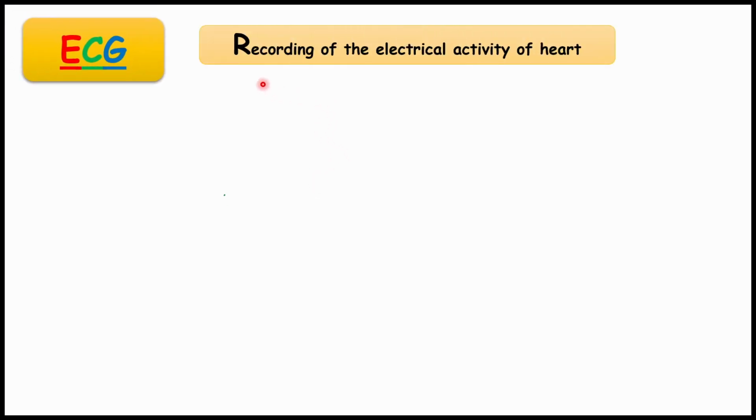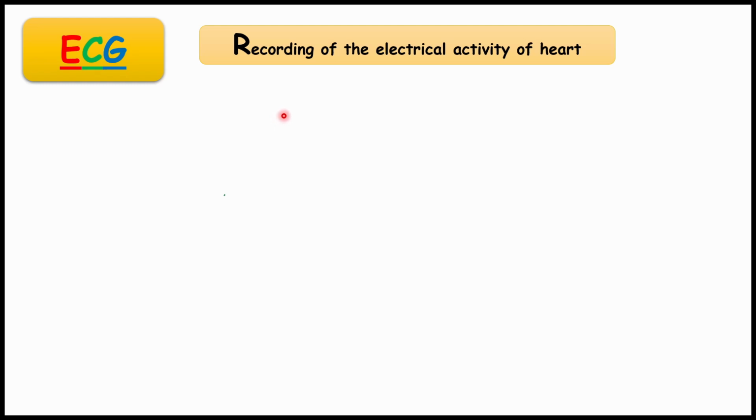Okay, ECG, electrocardiogram. It is a device which records the electrical activity of the heart. It is a simple non-invasive procedure that helps to find the majority of the heart problems. Before knowing about ECG, you should know about two things. One is action potential of the heart and the next is vector.